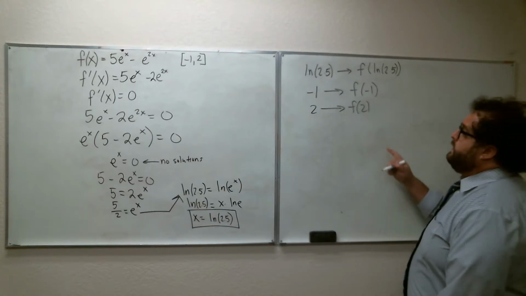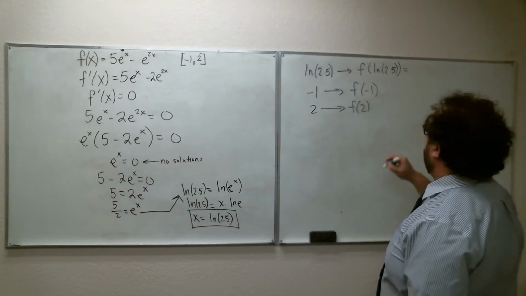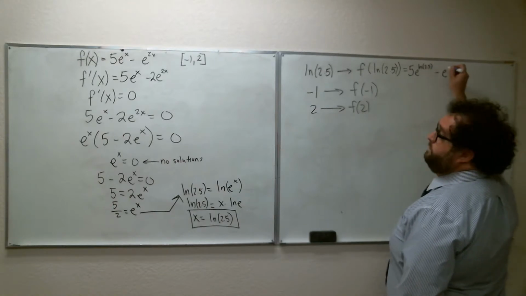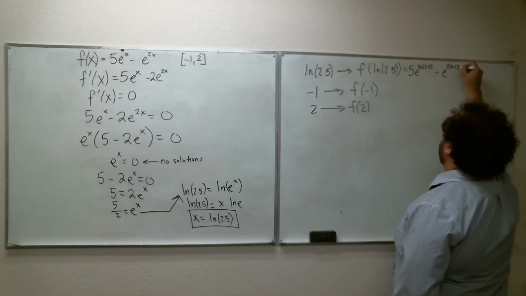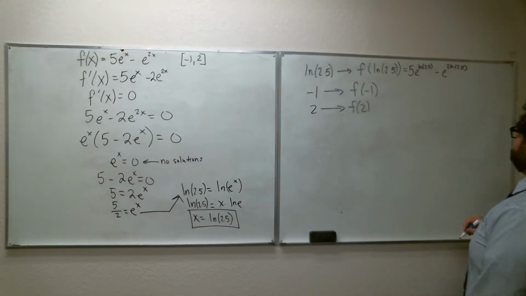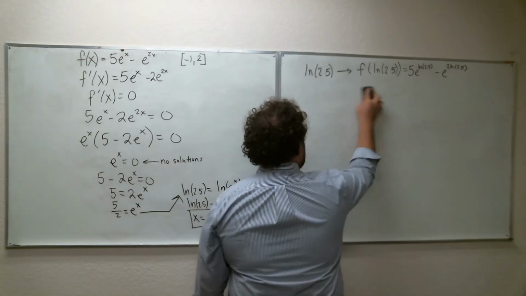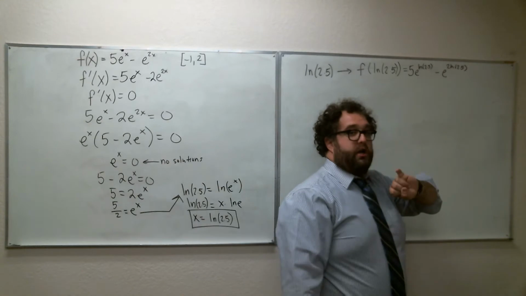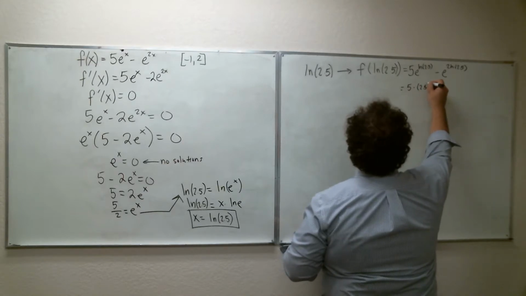So let's see. If we plug this into f, what happens? Well, you have 5 times e to the natural log 2.5 minus e to the 2 times natural log of 2.5. Okay, let's think about this. In fact, I'm going to give myself some more room here. I'll write that again in just a moment. Now think about this. e and natural log are inverse functions. So what this results in is 5 times 2.5.